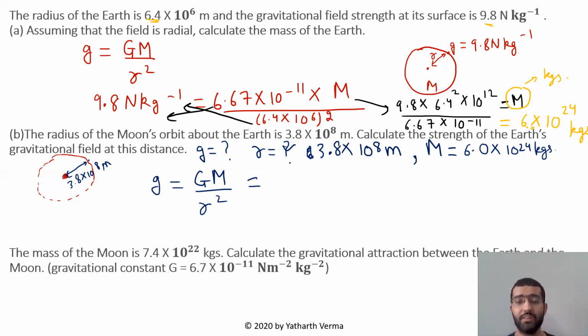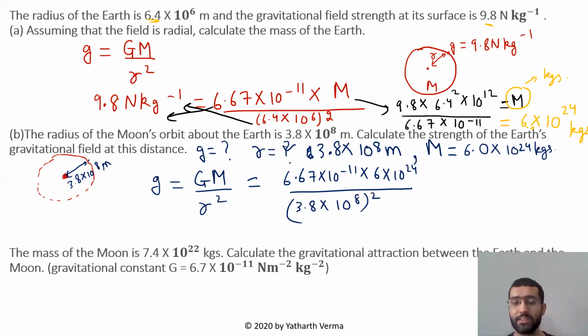Which becomes 6.67 into 10 raised to minus 11, which is the standard unit, into the mass of the Earth in kgs, upon r squared. Now my r is 3.8 into 10 raised to 8, whole squared. When I make the calculations, I'll get the answer in standard units, which is newton per kg, right? And when I do this, I get 2.8 into 10 raised to minus 3 newtons per kg.